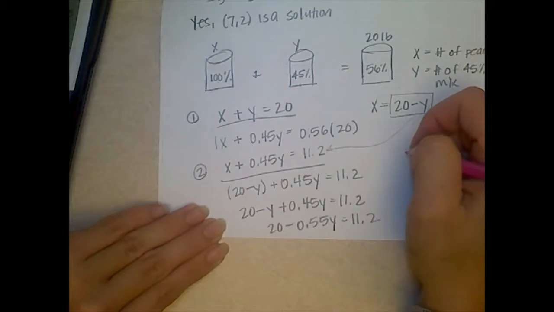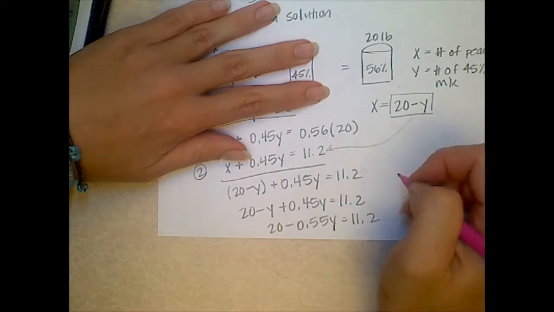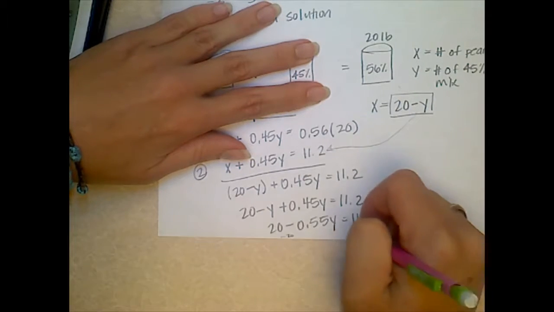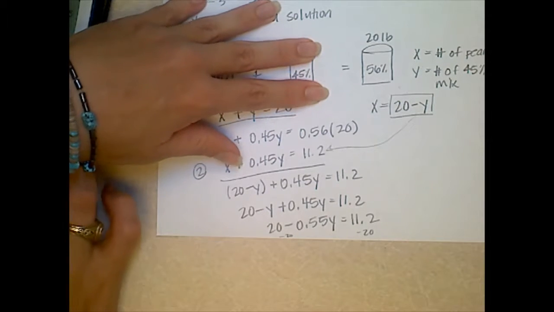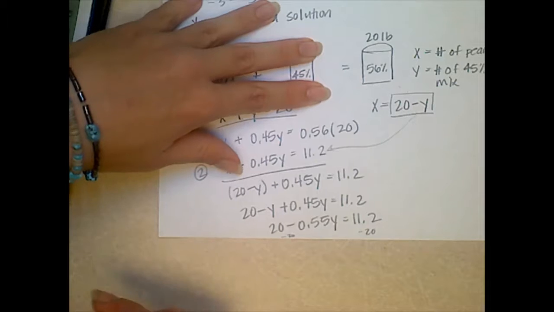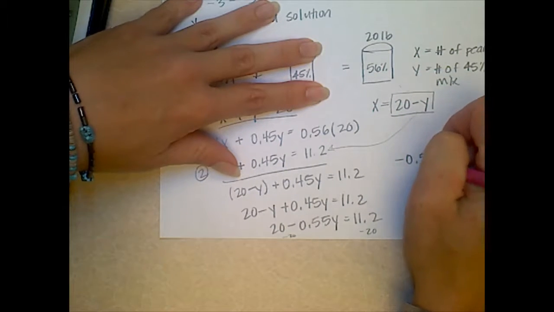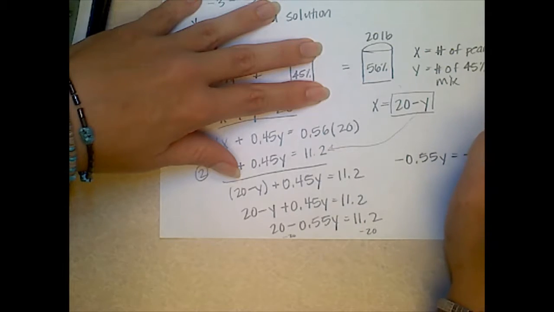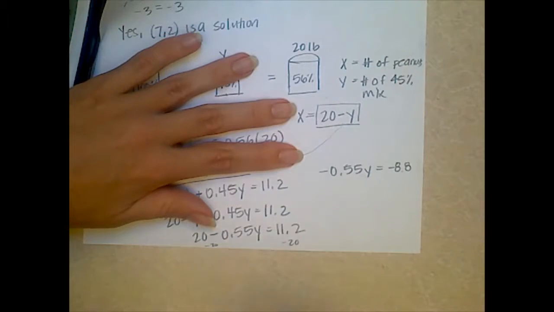I'm going to have to bump up over here because I'm out of paper. So I'm going to get all the numbers on one side, so I'm going to subtract 20 from both sides. So 11.2 minus 20, that's negative 8.8. So I've got negative 0.55y equals negative 8.8. Oops, sorry, I'm off the page.